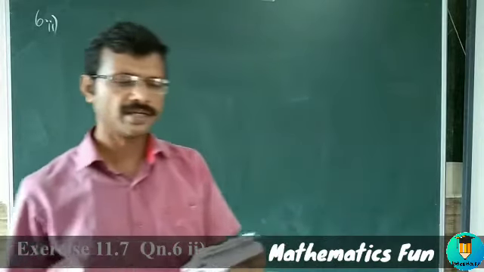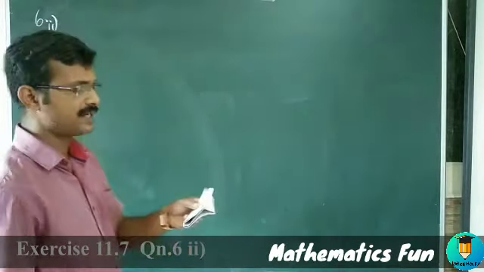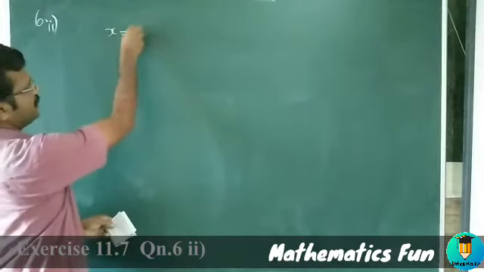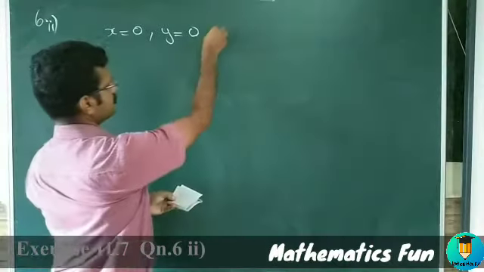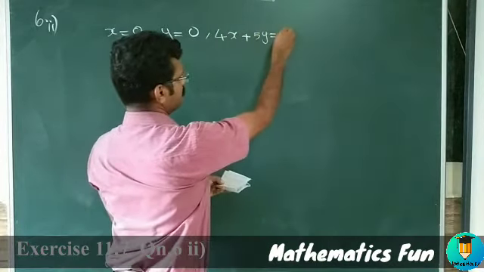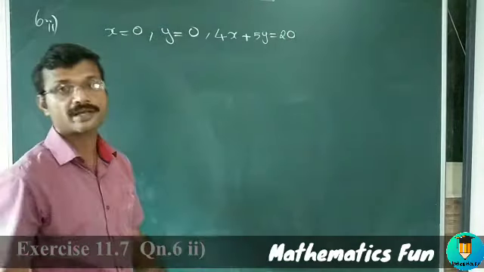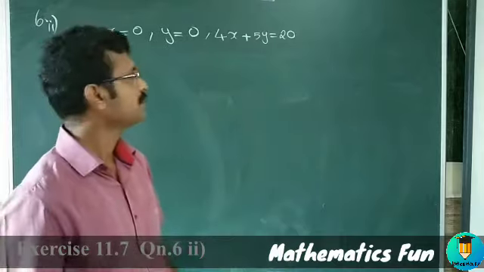The question is: find the area of the triangle. We calculate the area of the triangle whose sides lie along the lines. Sides are lying along the lines. These are the lines given. So we have to calculate the area of this triangle. That's the question.